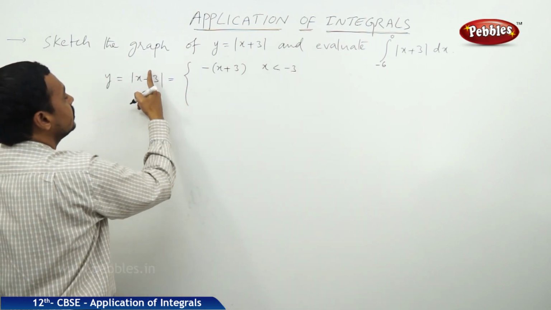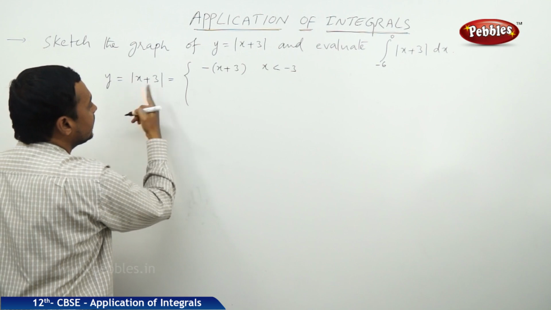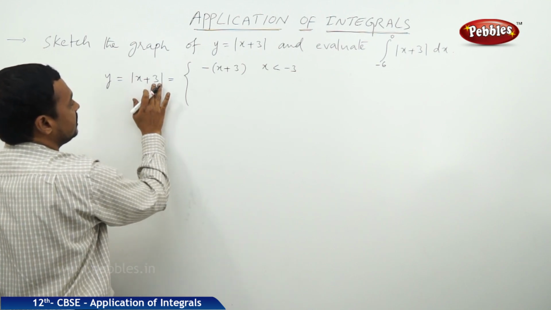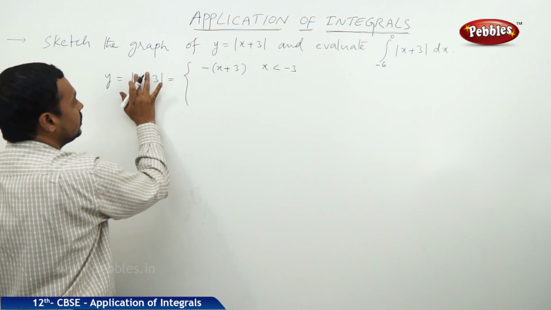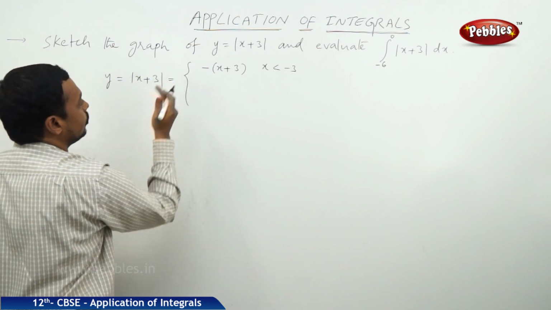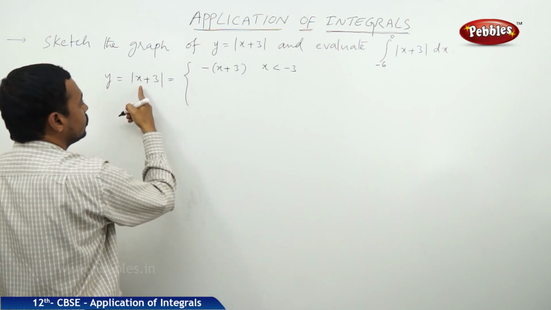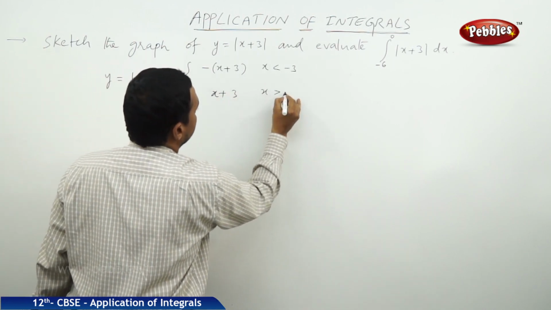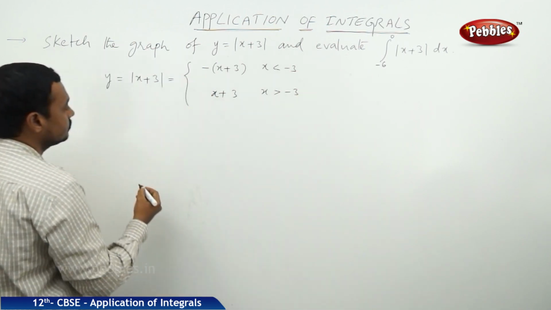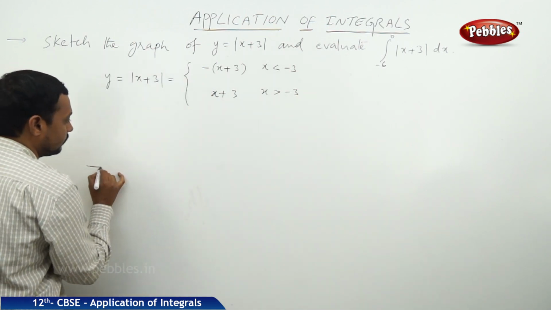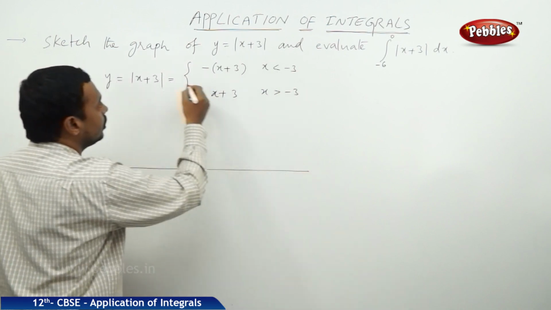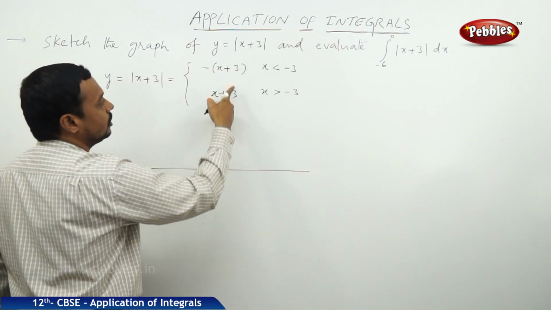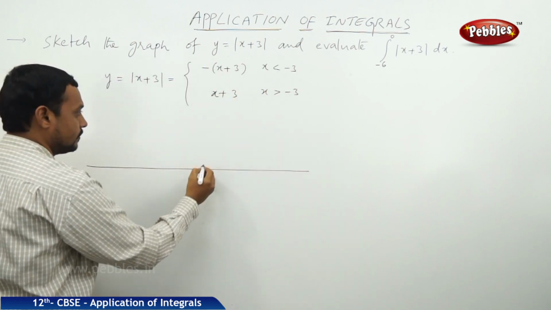When x is greater than minus 3, then x plus 3 will be positive. So for a positive number, modulus of x is equal to itself, plus x. So we can write it as x plus 3 when x is greater than minus 3. Now let us draw the graph. See, y is equal to minus of x plus 3, and y is equal to plus x plus 3, both represent straight lines.